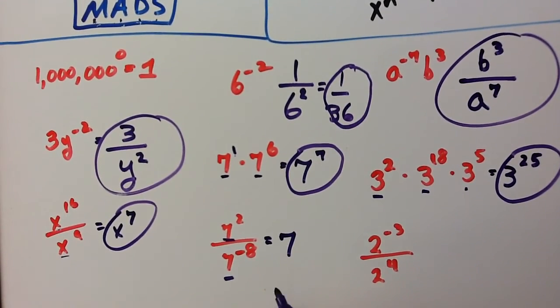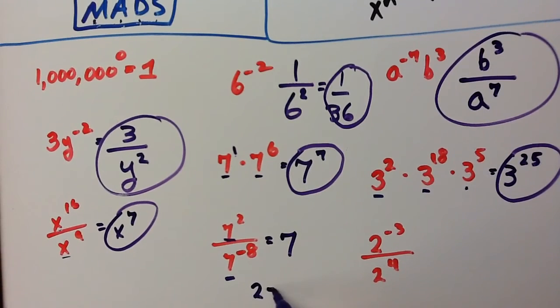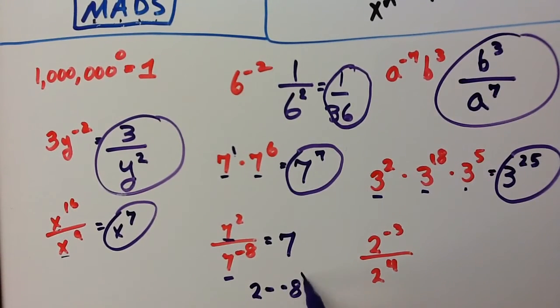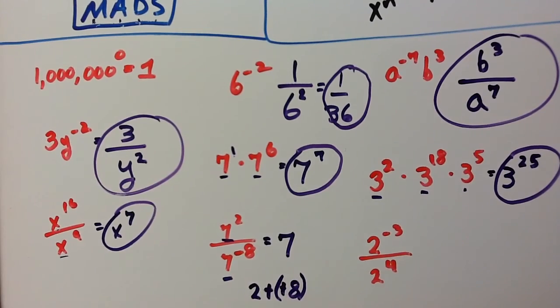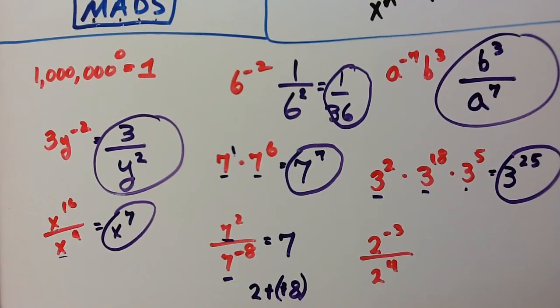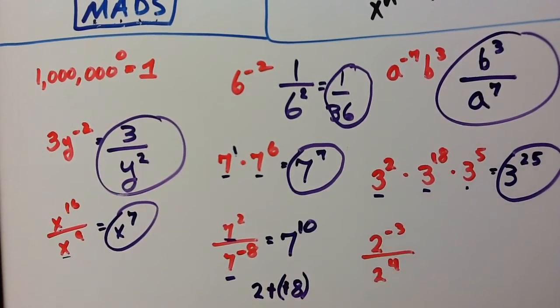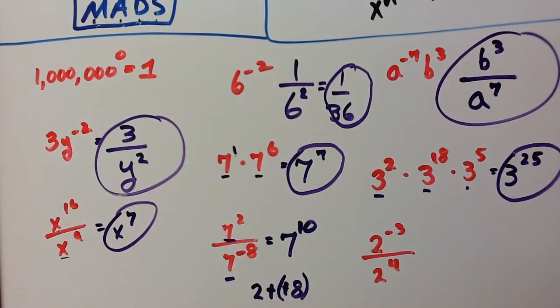If I'm subtracting the exponents, this is 2 minus negative 8, right? And we know that when subtracting a negative, that's the same thing as addition, right? I could say to myself, keep, change, change. So this is 2 plus positive 8, which is 10. That's my exponent. So my answer is 7 to the 10th power.